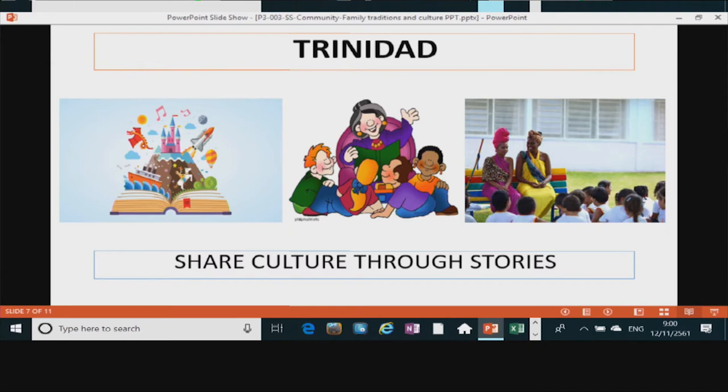Yes. What this means is the grandmother will tell a story to the mother. The mother will tell a story to the children. And that way the stories are passed on by generation. So stories that are hundreds of years old, they will tell their children so that the stories are passed on. That's part of Trinidad culture.